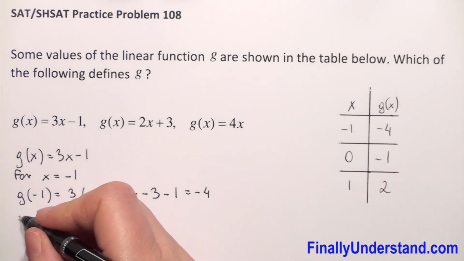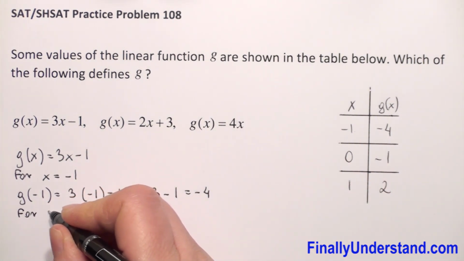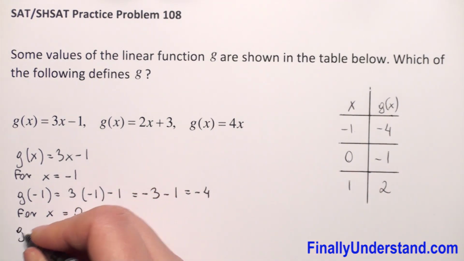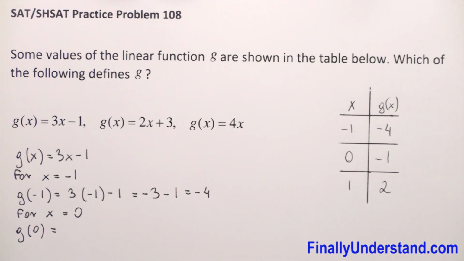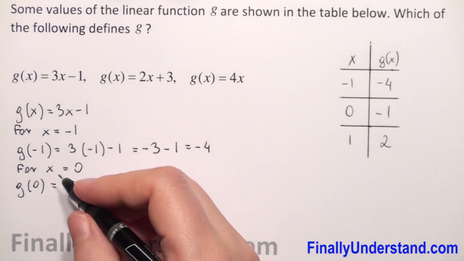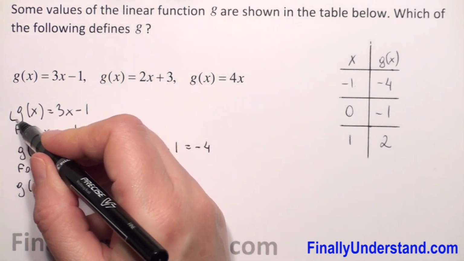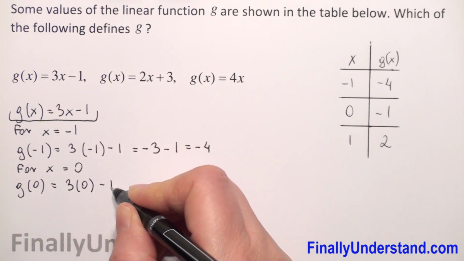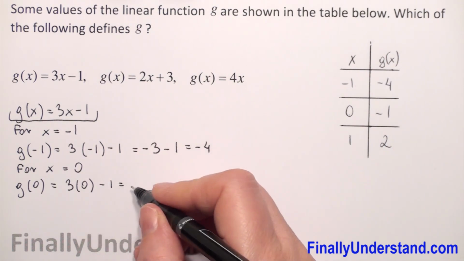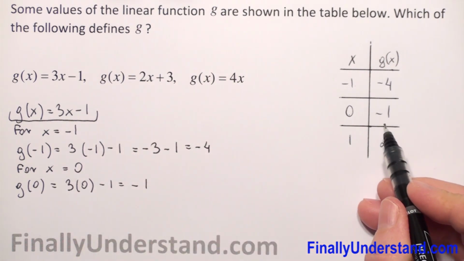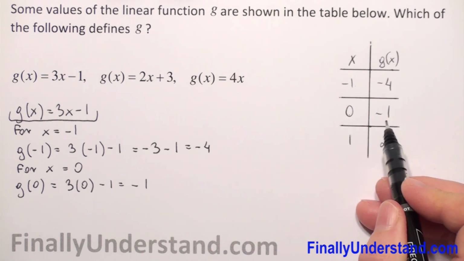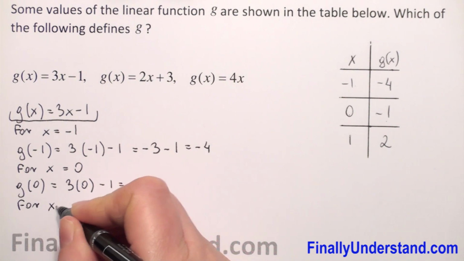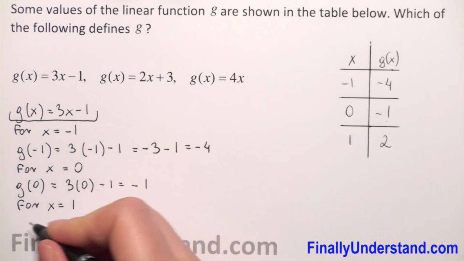Let's see what will be for x equals 0. We will have g of 0 is equal to, now we have to substitute x by 0. So we have 3 times 0 minus 1. So 3 times 0 is 0, minus 1 is -1. Again, for x equals 0, we got -1. Everything is okay.